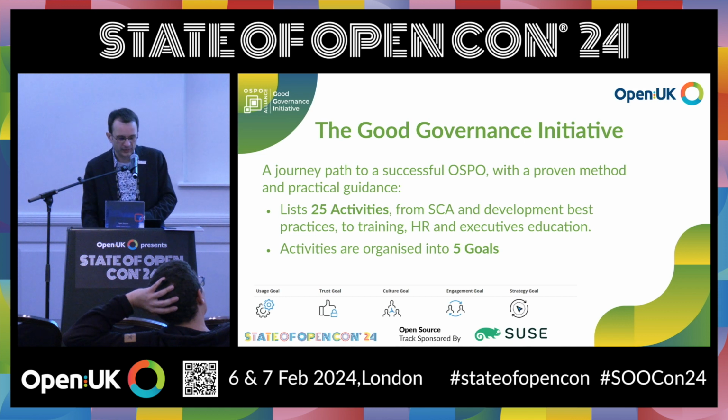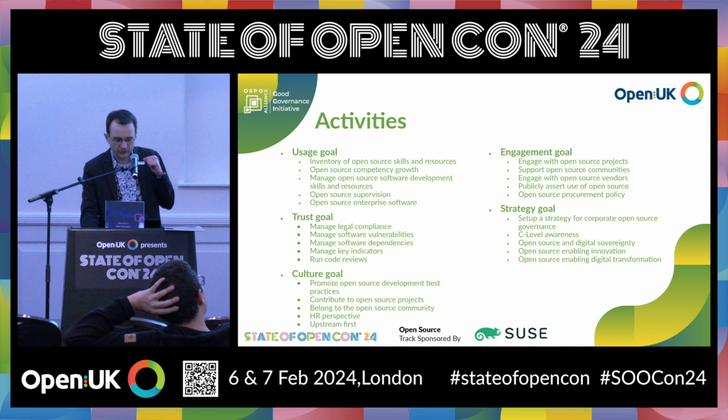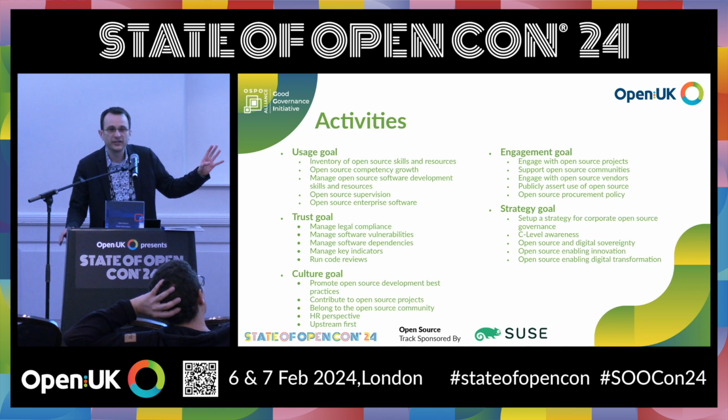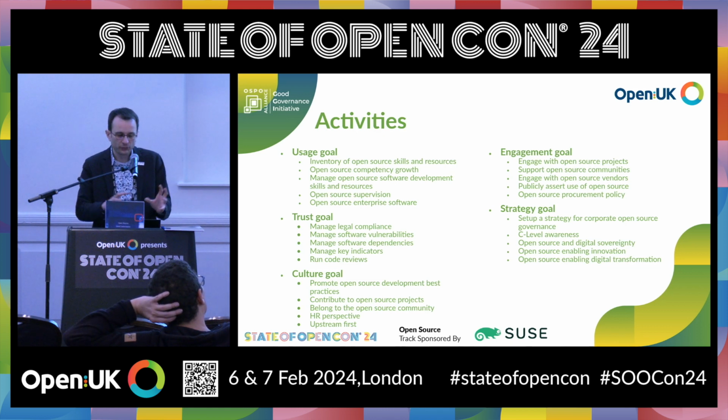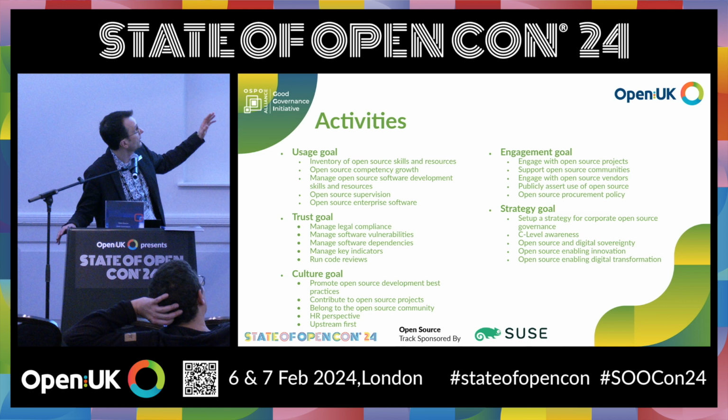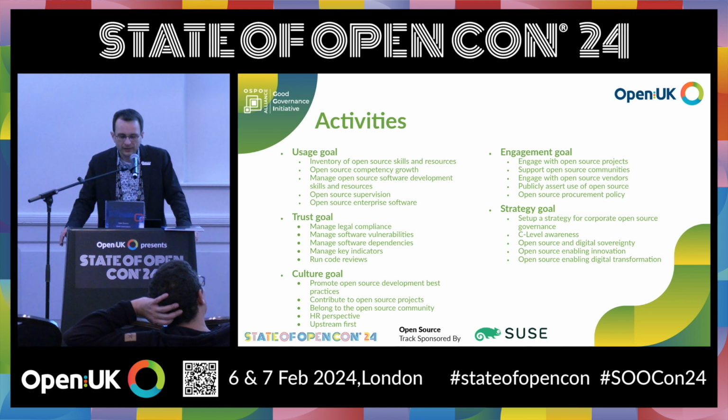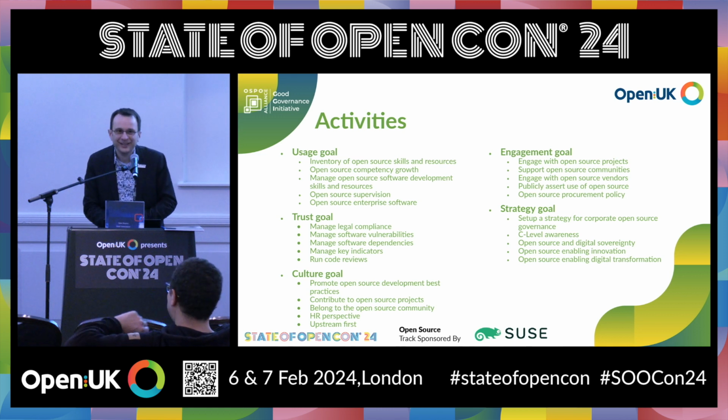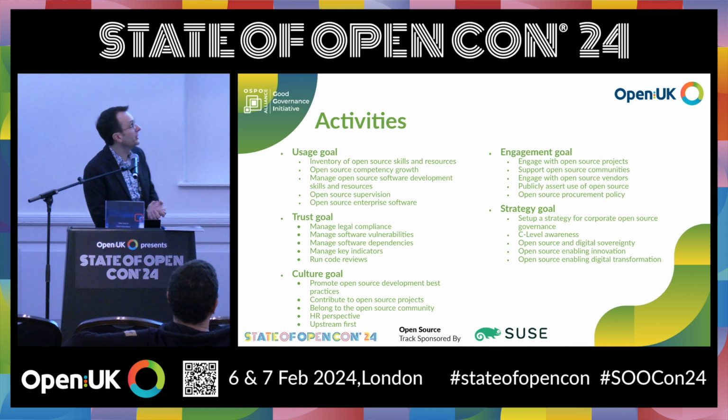So here is the comprehensive list of the activities. They are grouped by goals. You've got the five goals: usage, trust, culture, engagement, and strategy. And five activities per goal. I like it when things are perfectly in order, five by five. And so you see that's the first one.